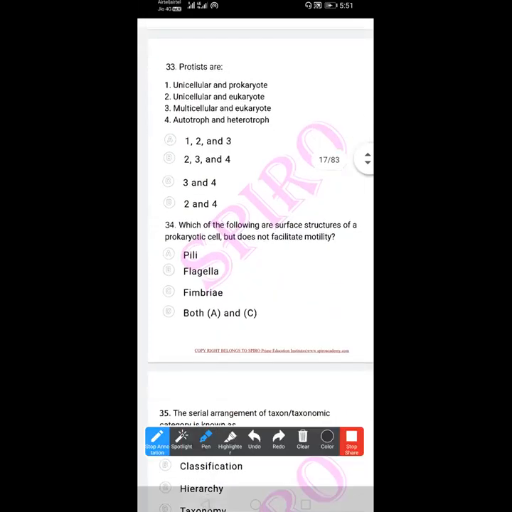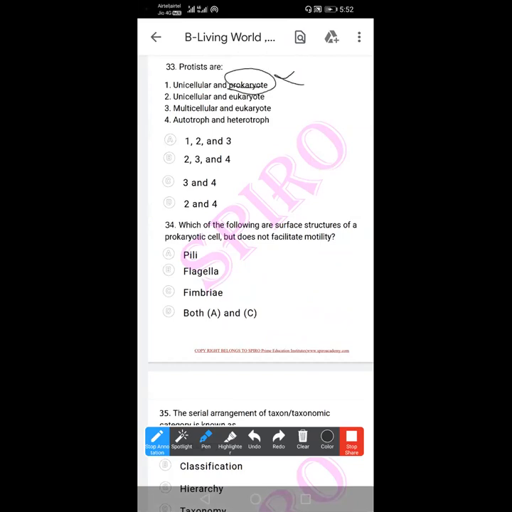Proceeding to question number 33, protists are unicellular prokaryote. No, here they are not prokaryote. It is a unicellular eukaryote. Yes, it is the correct one. It is a multicellular eukaryote. No, it is unicellular. It is autotroph and heterotroph.